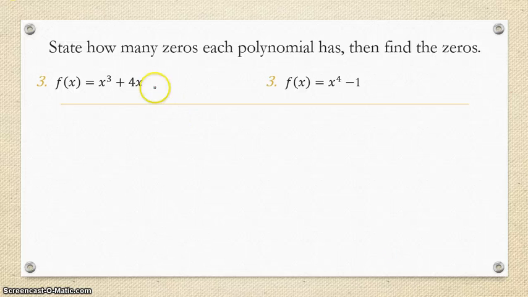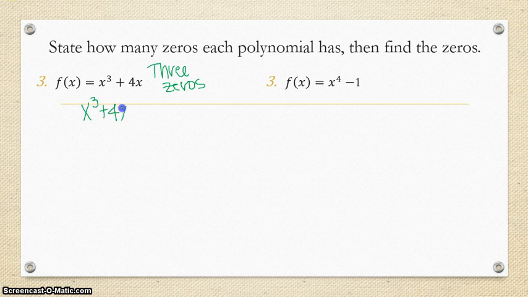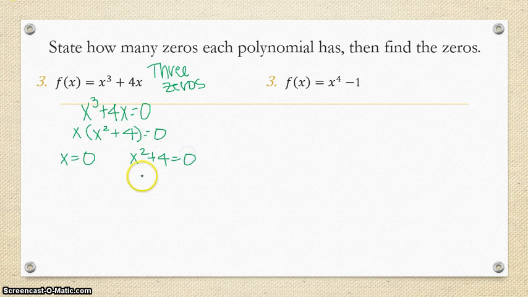Same thing. For number 3, it's a 3rd degree, so there's going to be 3 zeros. You're going to set that equal to 0. When you solve that, I'd factor out the x. I'm left with x squared plus 4 equals 0. Set each of those equal to 0. This is going to give me x squared equals negative 4, so x equals plus or minus 2i.